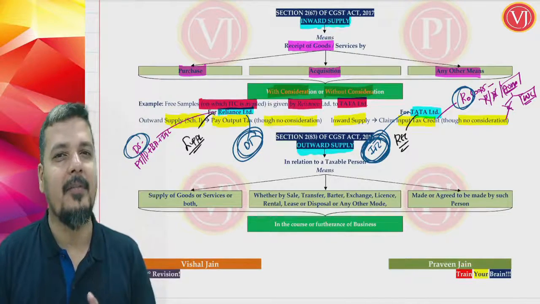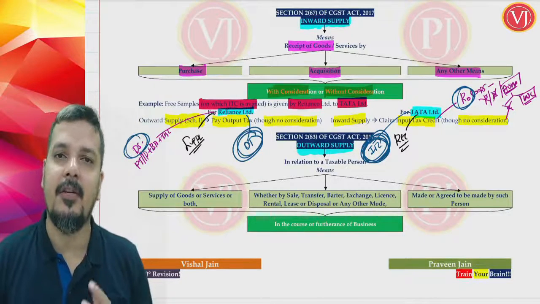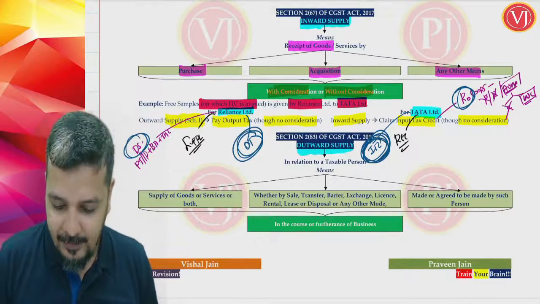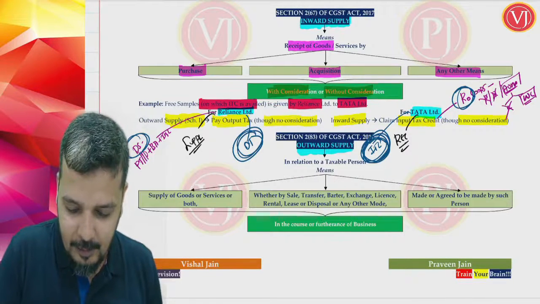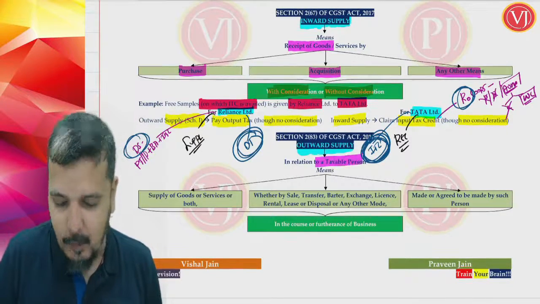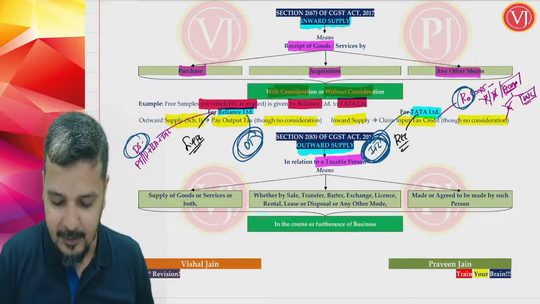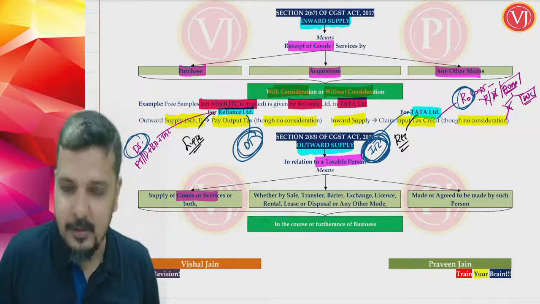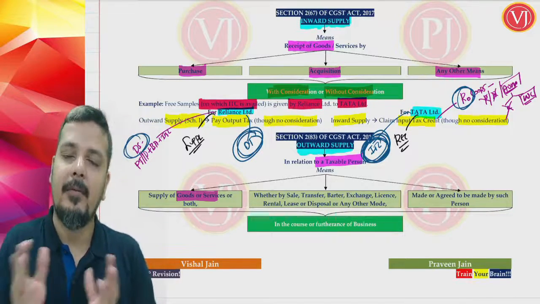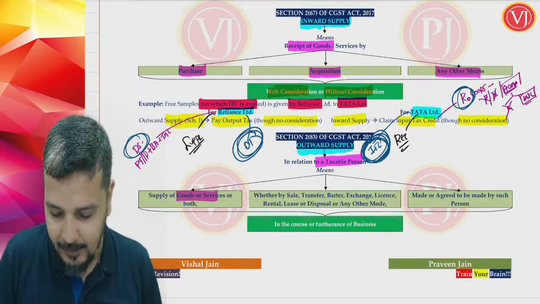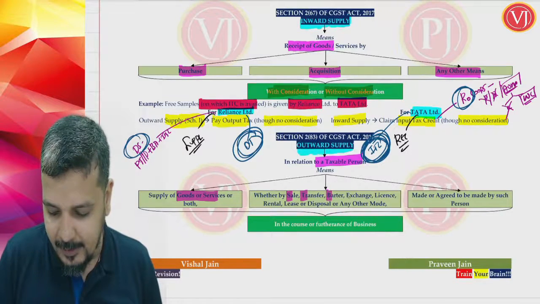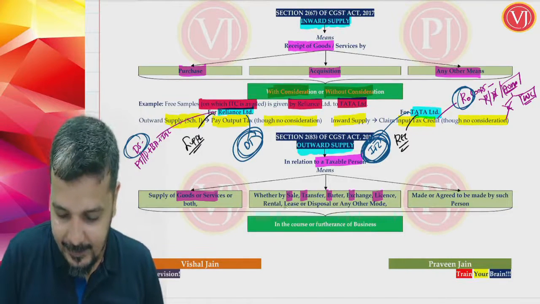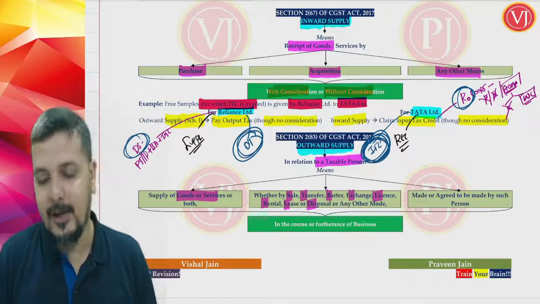The outward supply definition is very similar to the definition of the term supply which you have seen in Section 7. Outward supply in relation to a taxable person. Outward supply is always in relation to a taxable person, meaning what? Supply of goods or services or both, whether by way of sale, transfer, barter, exchange, license, lease, rental, disposal or any other mode.